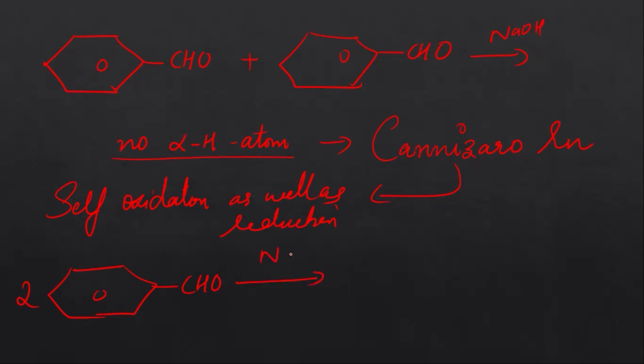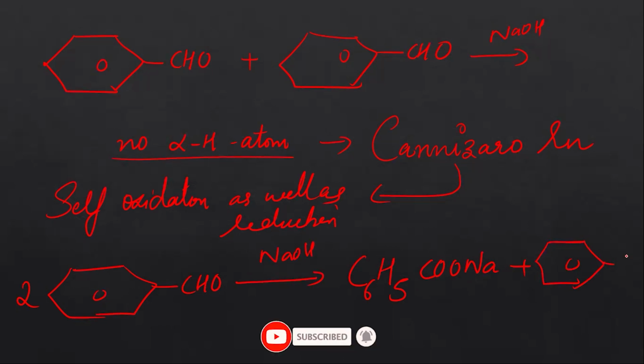When you write down the product, take one product, C6H5COONa, undergoing oxidation to form the salt of this acid, and the next one will be undergoing reduction to form an alcohol. Okay, that is the reaction. Understand? So this is what is happening. Not phenol, C6H5CH2OH, benzyl alcohol.